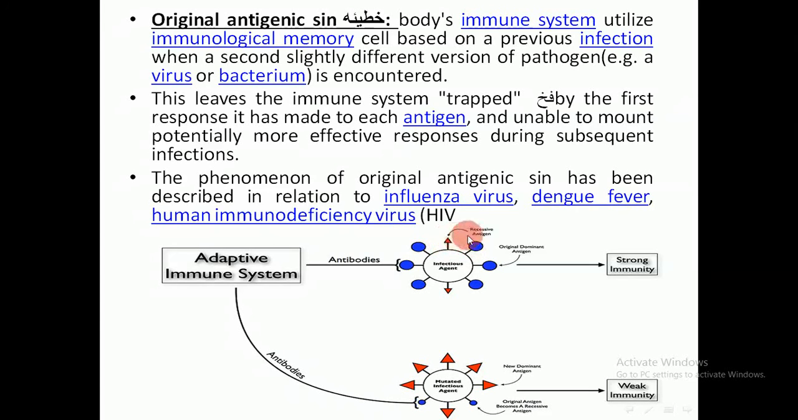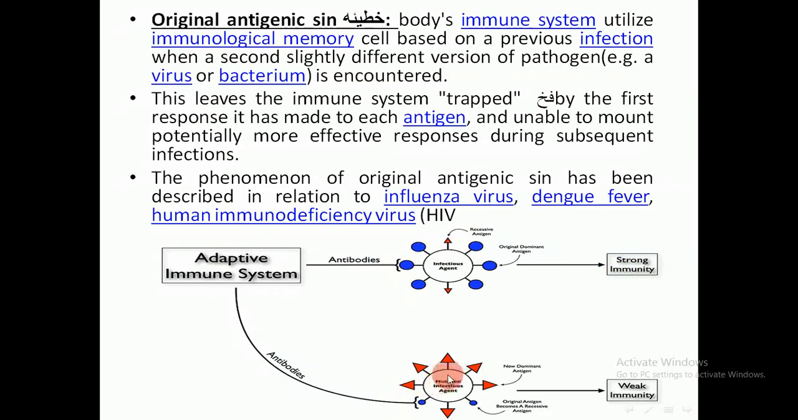And this antigen, the red one, is recessive, meaning the number of these antigens on this infectious agent is small, only 2 antigens, while the major antigen, which is the blue one, has 6: 1, 2, 3, 4, 5, 6. So the body forms a large amount of antibodies against the blue one and a small amount of antibodies against the recessive antigen. The blue one is the dominant antigen, and this leads to strong immunity.